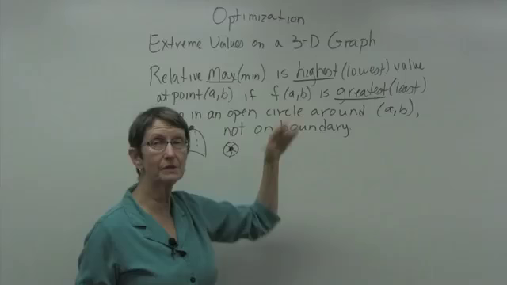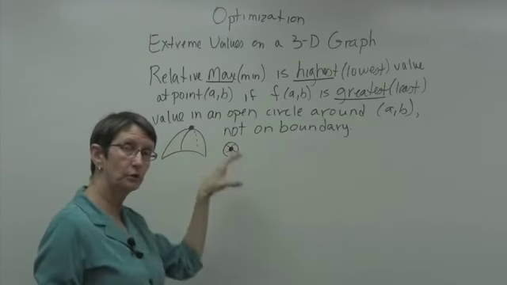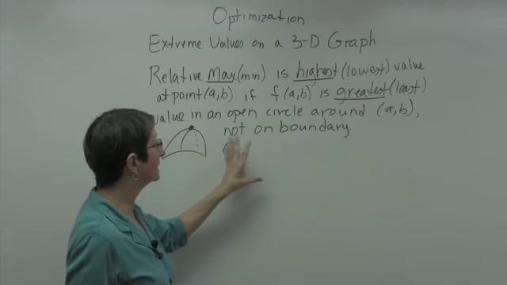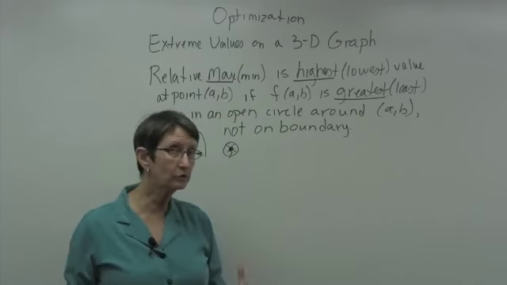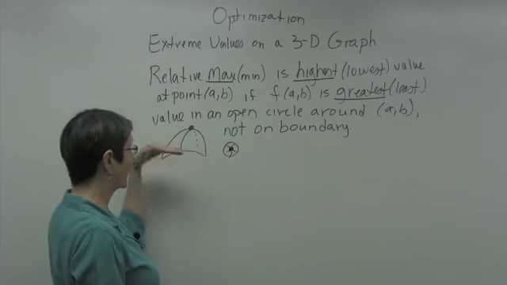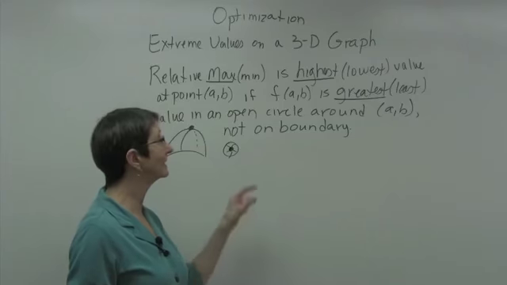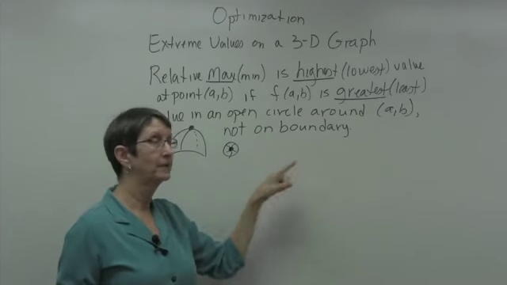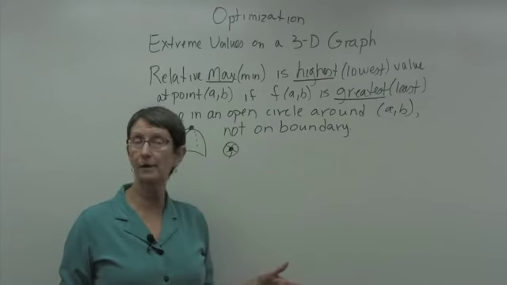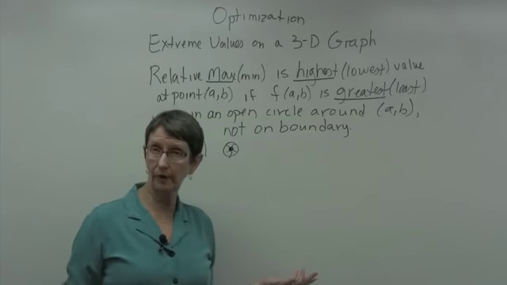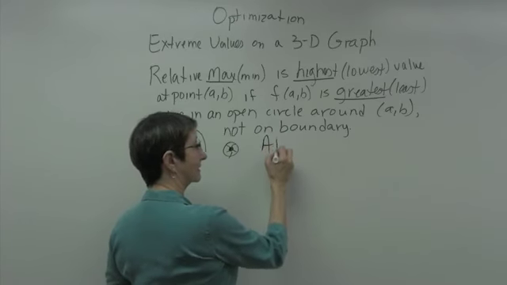Relative min is the lowest value if the function value is the least in an open circle around it. Now, one thing that is important is that we're not interested in relative max on a boundary. If our function ended, we're not dealing with those. So relative max is not defined at a boundary point. The same way when we defined relative max and min in single variable calculus, not at an end point. It's the same idea.